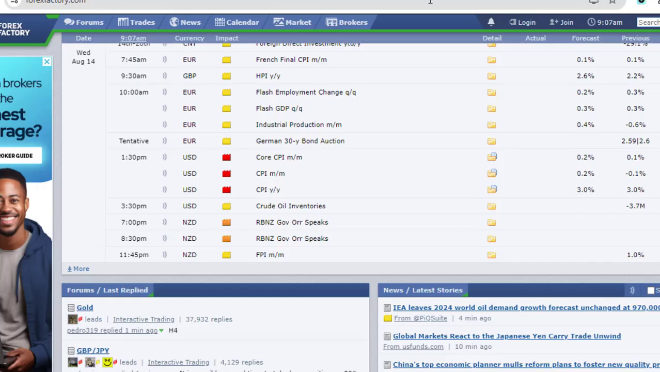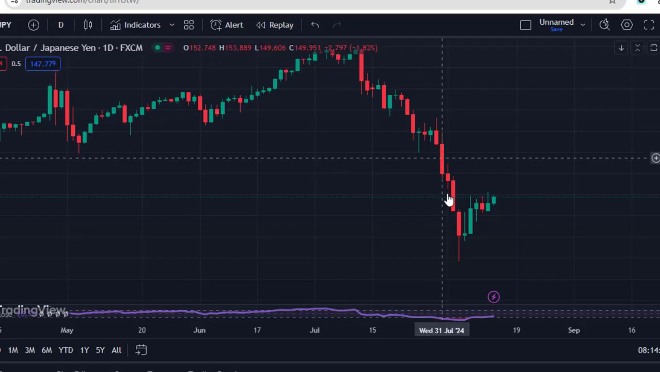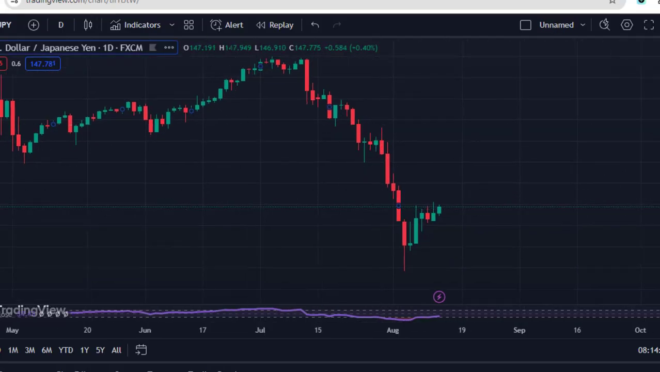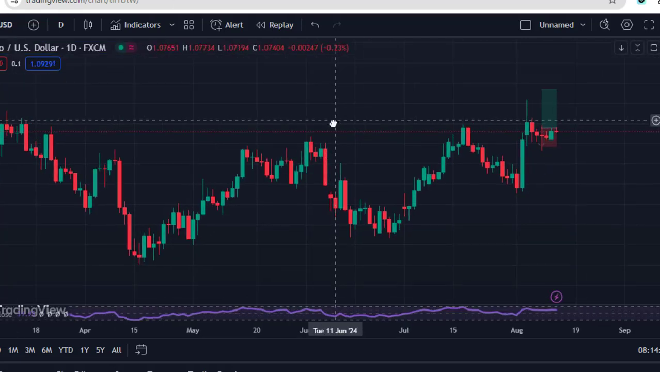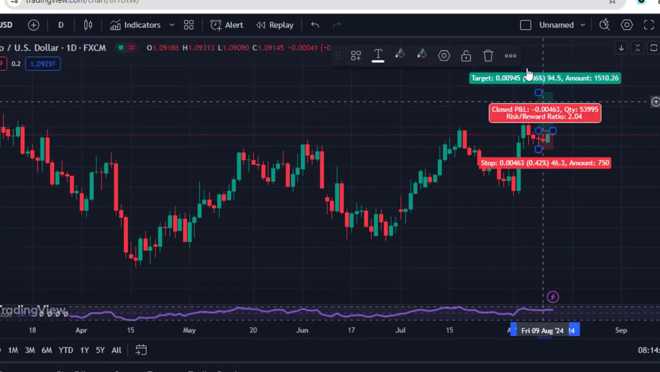Tomorrow is the CPI data. Look at it here. On the 14th of August, Wednesday, is the CPI data for the United States. So this data is going to be released tomorrow and is going to definitely impact the direction of USDJPY, as you can see right now, and also Euro USD. And that is what I'll be talking about in this very video.